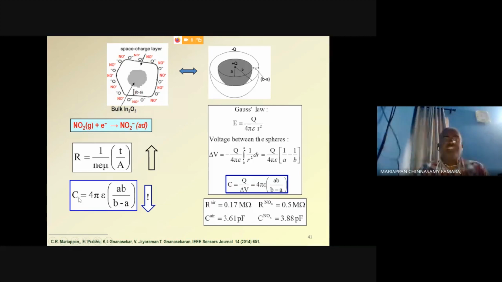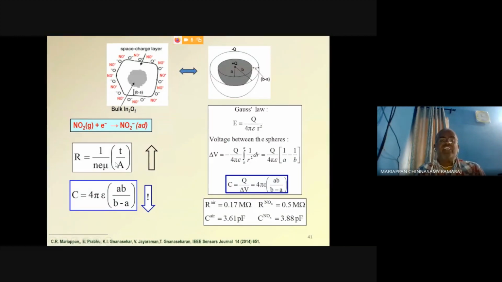Okay, and for the capacitance, from this we can use the spherical model. From this spherical model, we can say if you have the grain, then before adsorbing this NO2, you have some space charge layer. Once we have the NO2 adsorbed here, the space charge layer will be increased. That means this depletion layer will keep increasing. So when the depletion layer keeps increasing, the capacitance has to decrease. But in our case, it is increasing. The capacitance is increasing because the dielectric constant of this material is different here. The dielectric constant of this layer is higher. That's why the capacitance is increasing.